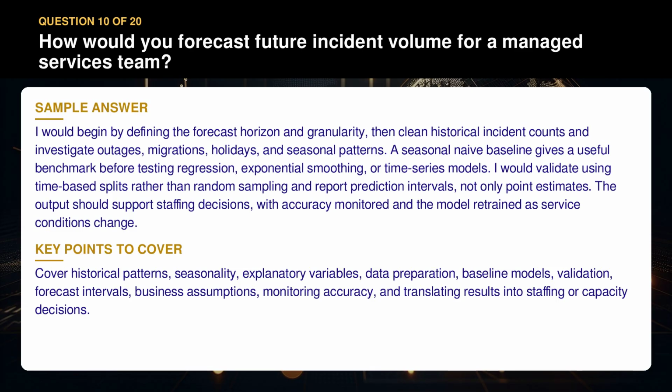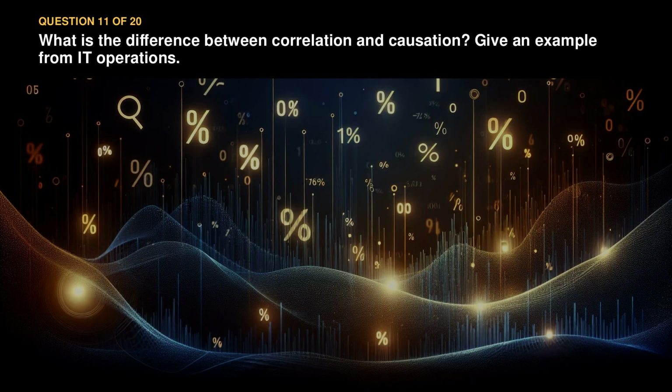Cover historical patterns, seasonality, explanatory variables, data preparation, baseline models, validation, forecast intervals, business assumptions, monitoring accuracy, and translating results into staffing or capacity decisions. Question 11. What is the difference between correlation and causation? Give an example from IT operations.